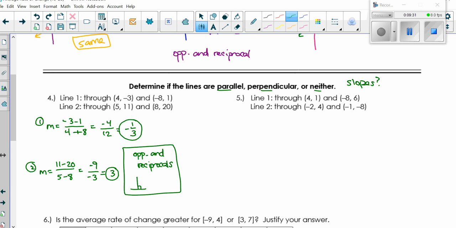Okay. And the next one, this would be a good place for you to pause and try this and see what you get for both of them so that you can compare them.